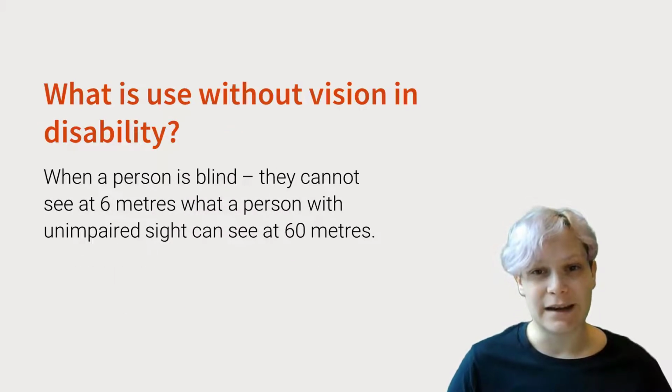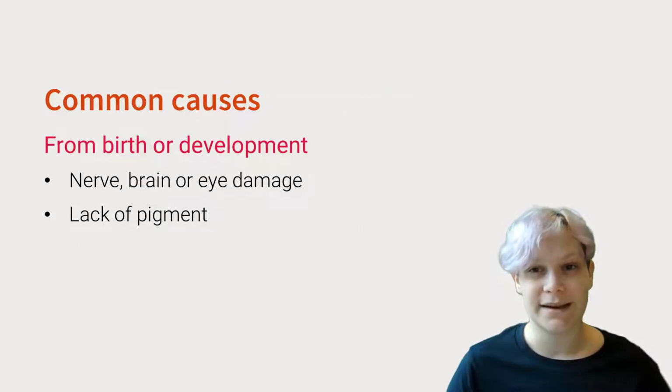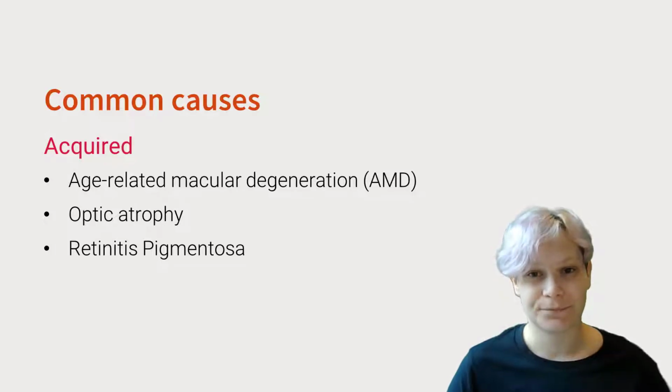But in disability, no vision is when a person is blind, meaning they cannot see at 6 meters what another person with unimpaired sight can see at 60 meters. Common causes of blindness include birth or developmental conditions such as nerve, brain or eye damage, or lack of pigment, as well as acquired conditions such as age-related macular degeneration or AMD, optic atrophy, or retinitis pigmentosa.